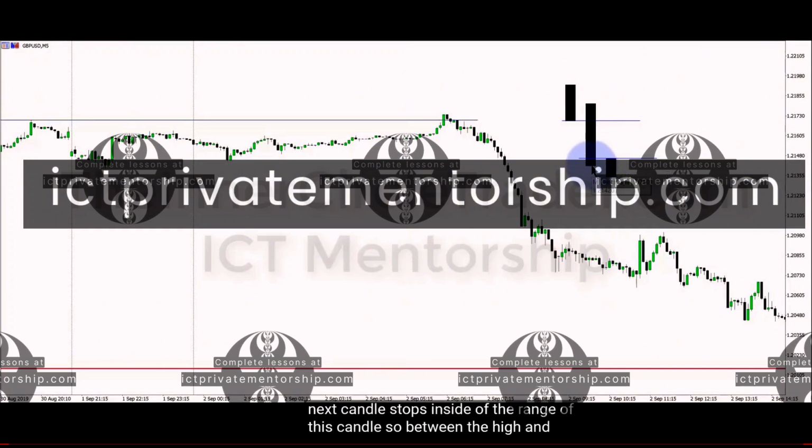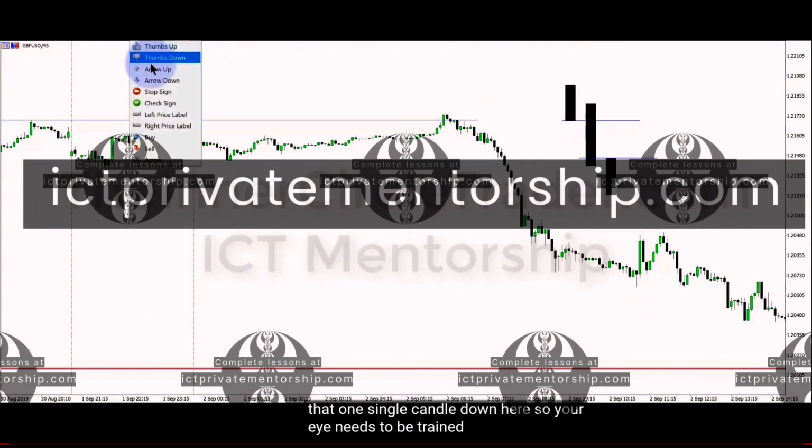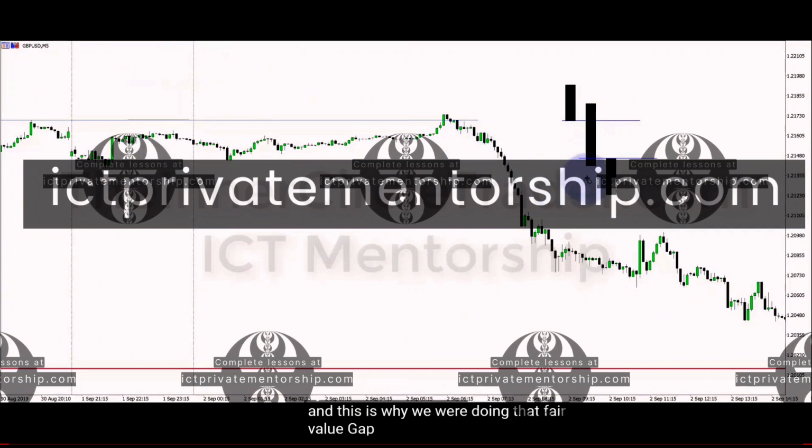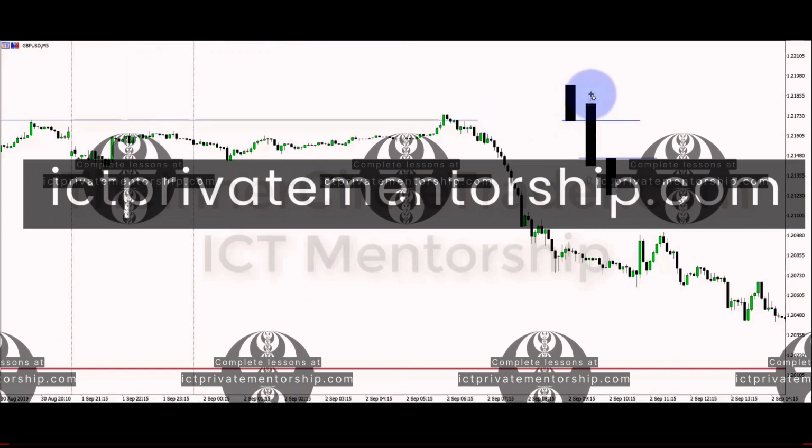Then the next candle stops inside of the range of this candle. So between the high and the low, in other words, the low and the high, the next candle here, or the third one, doesn't completely come all the way back up to the previous candle that creates that one single candle down here. So your eye needs to be trained, and this is why we were doing that fair value gap back testing exercise that you guys went through, because it teaches your reticular activating system in your brain to identify this pattern.